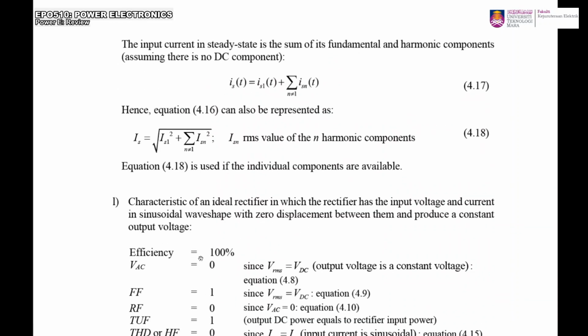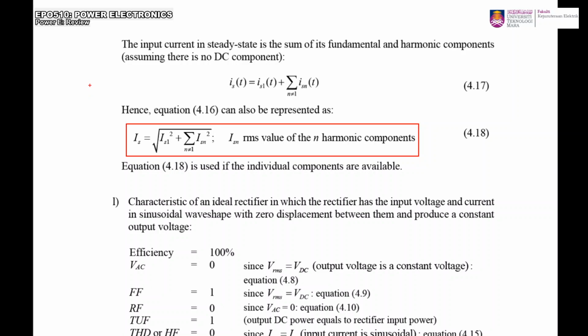The THD, total harmonic distortion, and the harmonics. So if you don't know the waveform, if you are given in terms of individual harmonics, you can find the RMS of the components by using this equation. Or else, if you are provided with the waveform and you can evaluate the waveform, the RMS is more accurate if you use the root mean square equation just now.